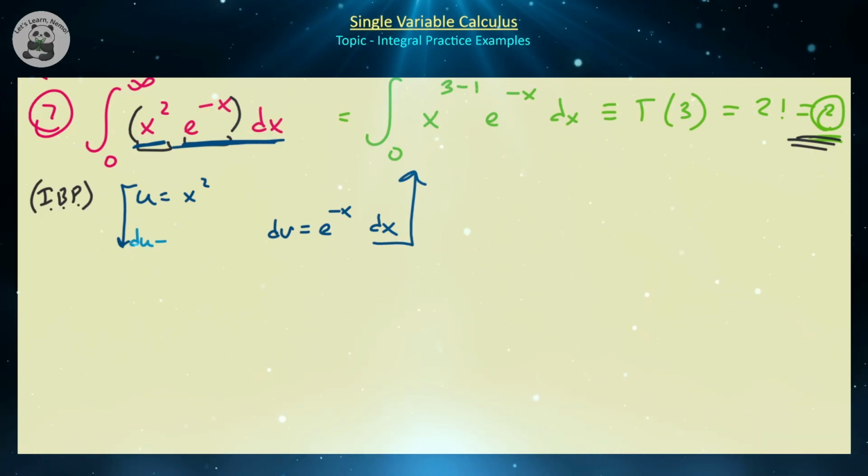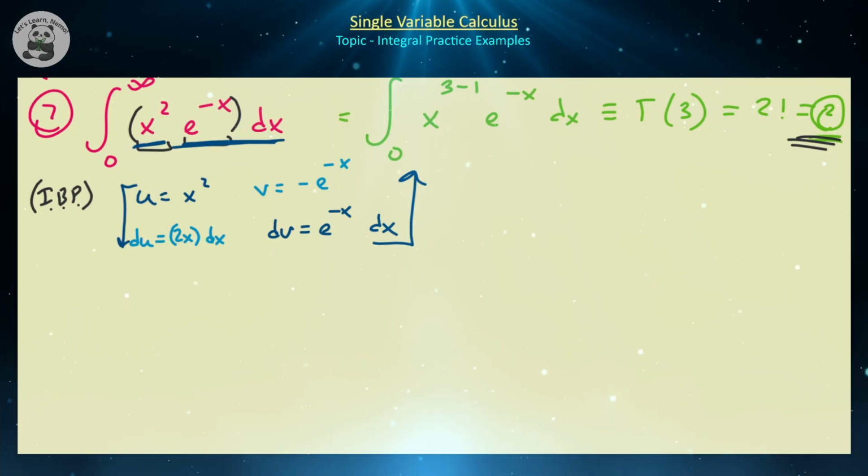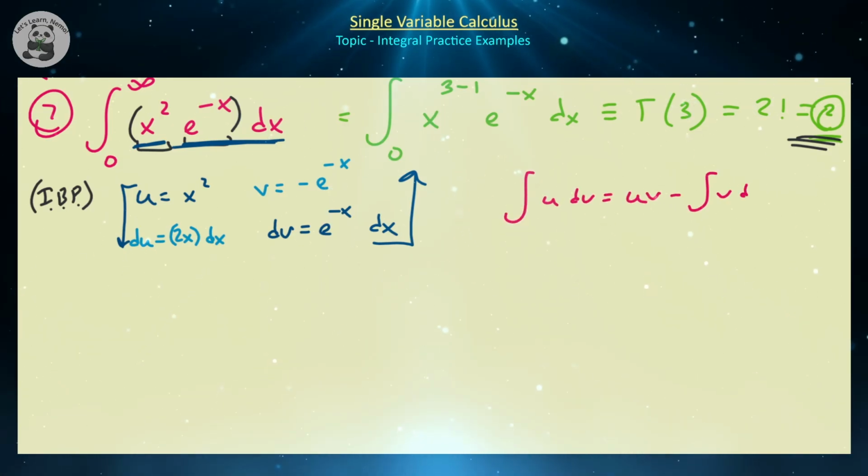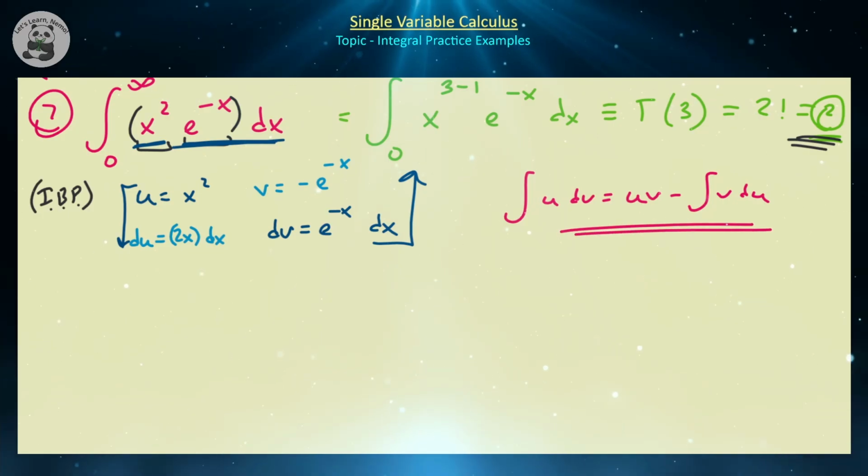So the derivative of u will be equal to 2x dx, and v is going to be equal to minus e to the minus x, right? So the integral of u dv, in case you don't remember, is uv minus the integral of v du. So that's the integration by parts formula. Let's call our integral star.